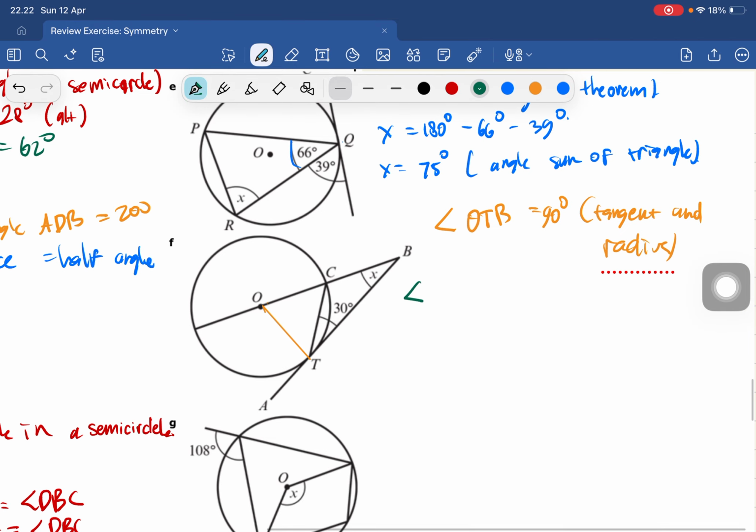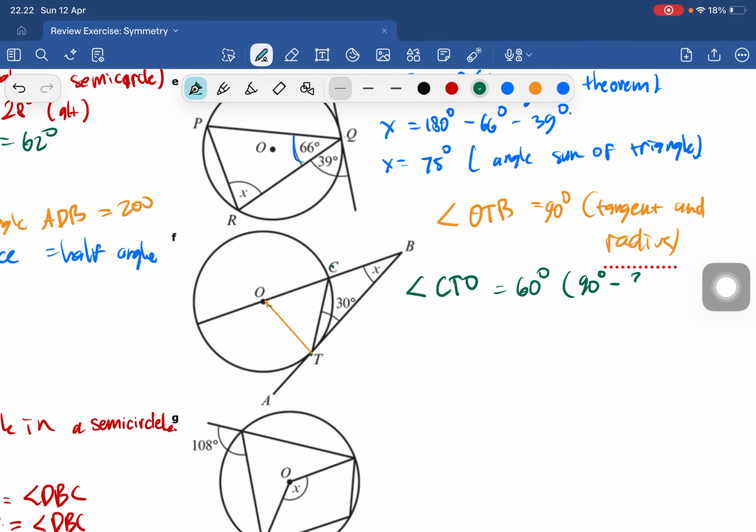So the angle of CTO: we got 90 degrees, we minus 30 degrees. Okay, the CTO here is 60 degrees. Next, let us find the angle of OCT. It's going to be 60 degrees, as this is a radius, so they are an isosceles triangle.